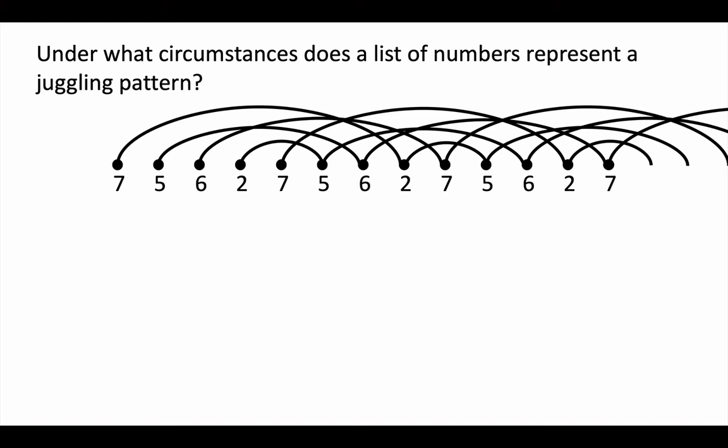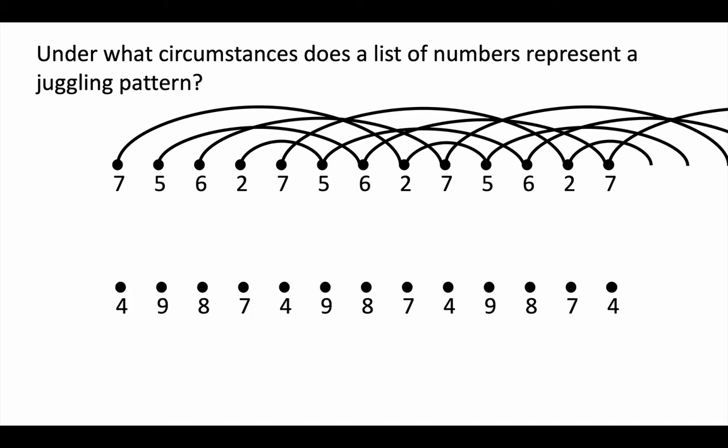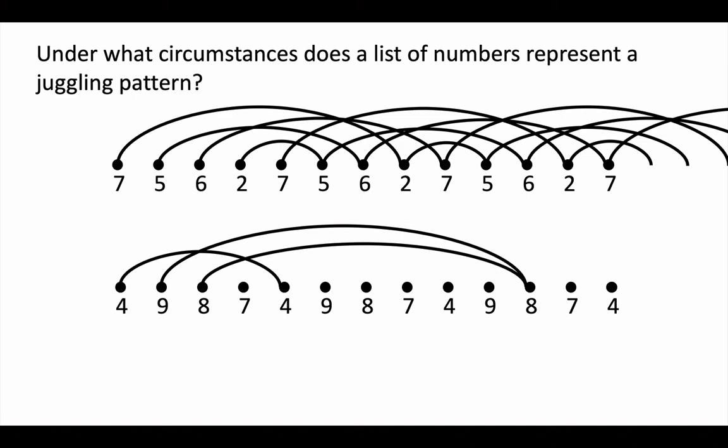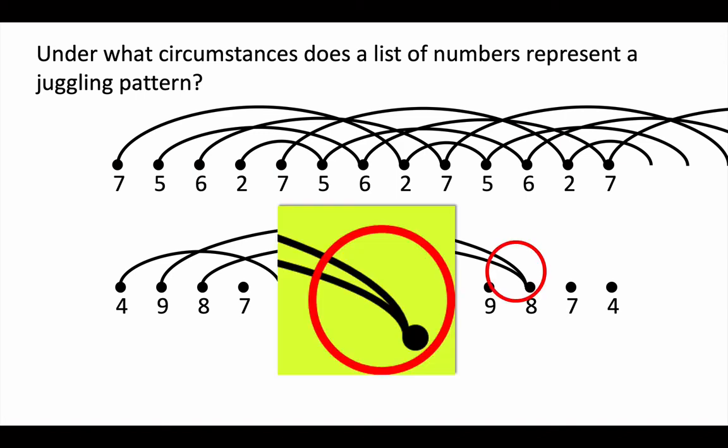Let's try another sequence, 4, 9, 8, 7. The first 4 will be 4 beats later. The 9 will be 9 beats later, way, way out there. The 8 will be 8 beats later, way, way out there as well. And look what just happened. Those two balls are landing at the same time. That cannot happen. So 4, 9, 8, 7 is not a Siteswap.